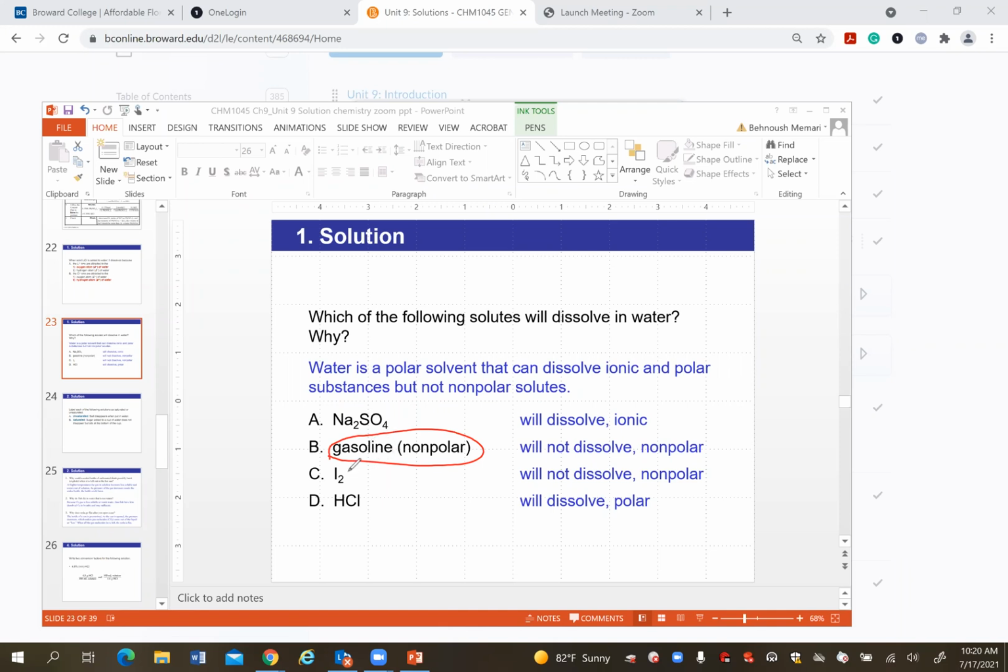Gasoline is nonpolar, iodine is nonpolar, HCl is polar, and sodium sulfate is ionic. Anything that contains sodium of ionic compound is soluble in water. So if you're asked for the solubility of these compounds, you can just decide that it is ionic and contains sodium, so it's soluble. Gasoline is nonpolar, not soluble. Iodine is nonpolar, not soluble, but HCl is polar and is going to be soluble.